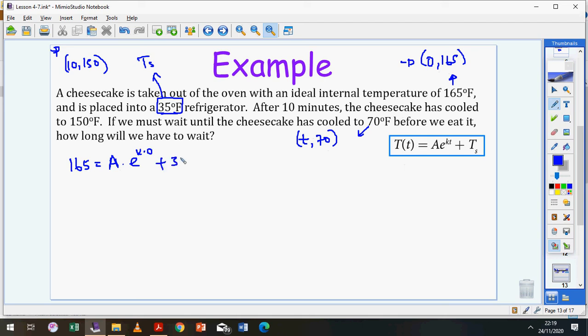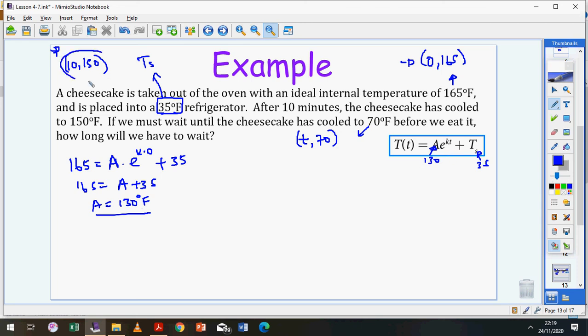If I simplify this, e to the power 0 is 1, so 130 plus 35 equals 165. If I subtract 35 from both sides, I end up getting A as 130 degrees Fahrenheit. Okay, so that's my A value. Now I know one thing in my equation, that's 130. I know another thing, that is 35. I can use this information to figure out what K is because I know the T.